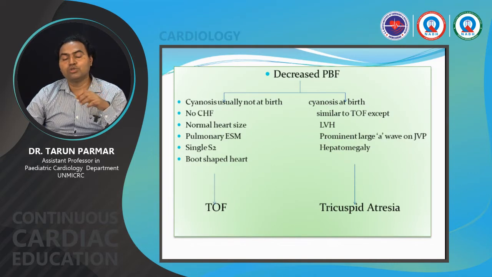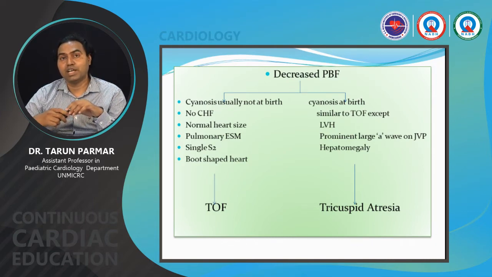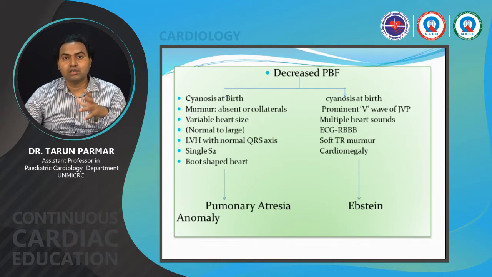In TOF, cyanosis is usually not present at birth, as we said, it usually progresses as age progresses. There is no congestive heart failure, normal size heart, and a pulmonary ejection systolic murmur. There is a single S2 and a boot-shaped heart on the X-ray. These are the findings in TOF. Then tricuspid atresia is similar to TOF, except there is left ventricular hypertrophy and hepatomegaly. Likewise, in pulmonary atresia and Ebstein anomaly, there are different markers that can differentiate one condition from the other.